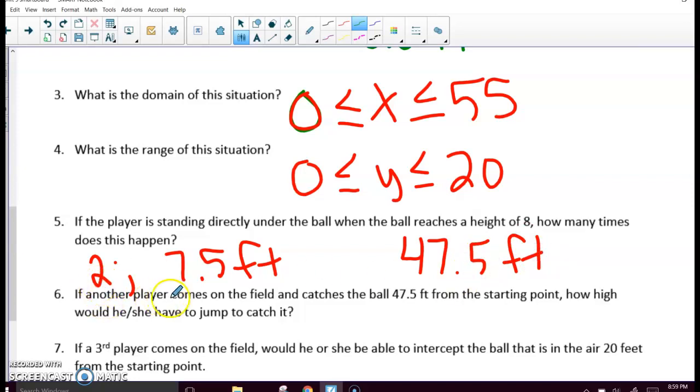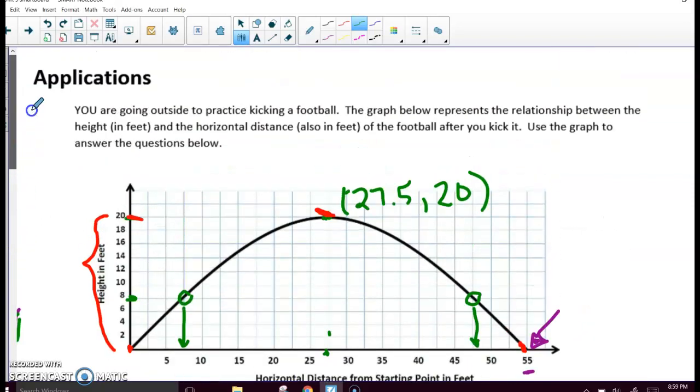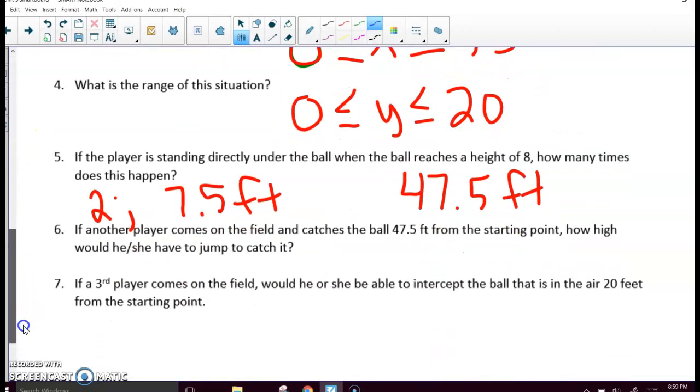Number 6, if another player comes on the field and catches the ball 47.5 feet from the starting point, how high would he or she have to jump to catch it? Well, we actually already answered that in our last question. So how high would they have to jump? That would be a height of 8 feet.